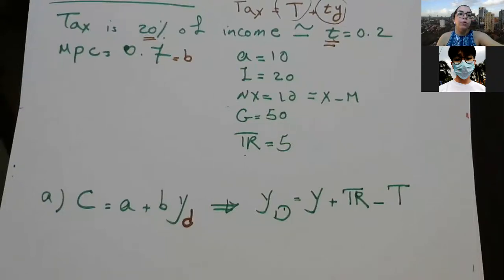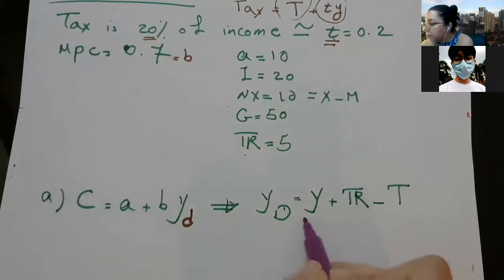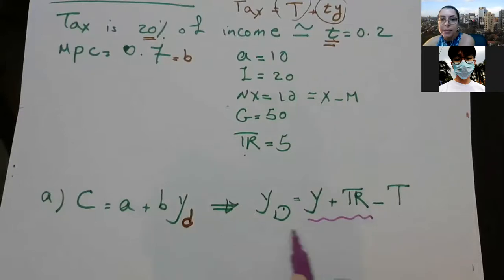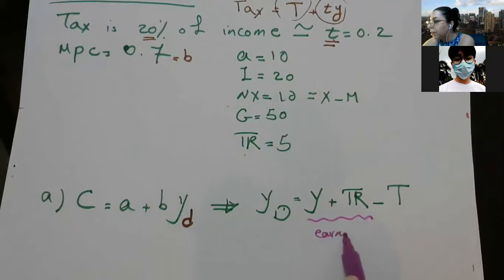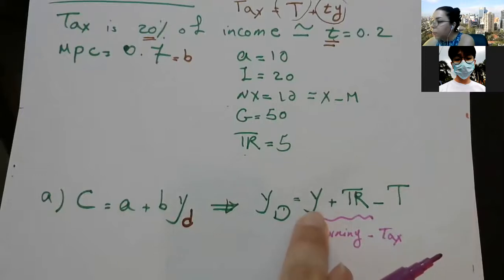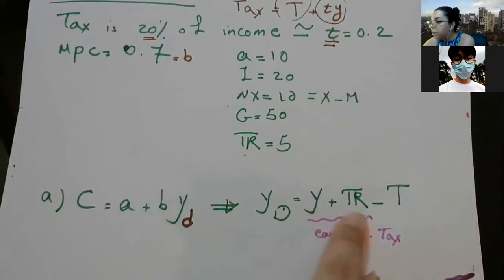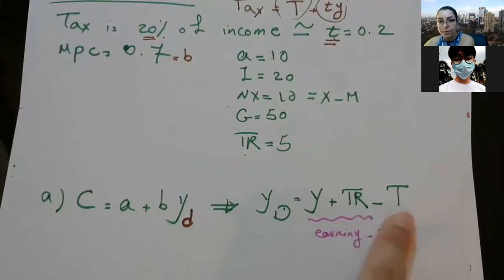So in order for you to remember it very easily, you just remember that disposable income is whatever money will be in your pocket, meaning your earning minus tax. What is your earning? The amount of your salary plus whatever government sometimes is helping you. Sometimes they don't help at all. Minus the amount of tax.